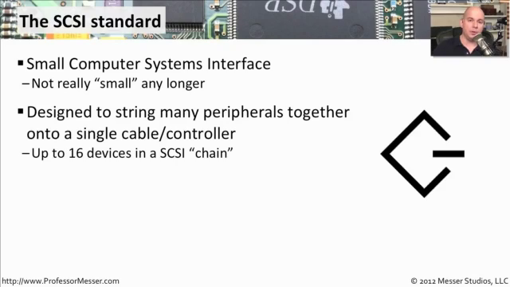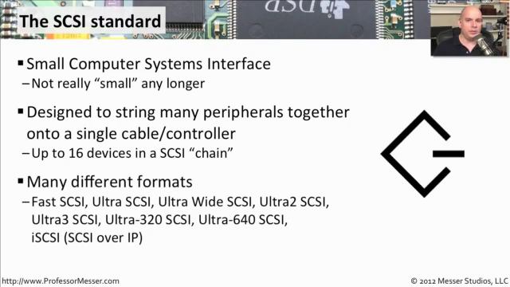We could string a number of devices together. They could be hard drives, they could be optical storage devices, and we could put up to 16 devices on one of these SCSI chains using a single cable and a single SCSI controller. So you were able to just put one interface in your computer and simply hang off the back of that interface 16 different devices. Through the years, there have been a number of different kinds of SCSI formats.